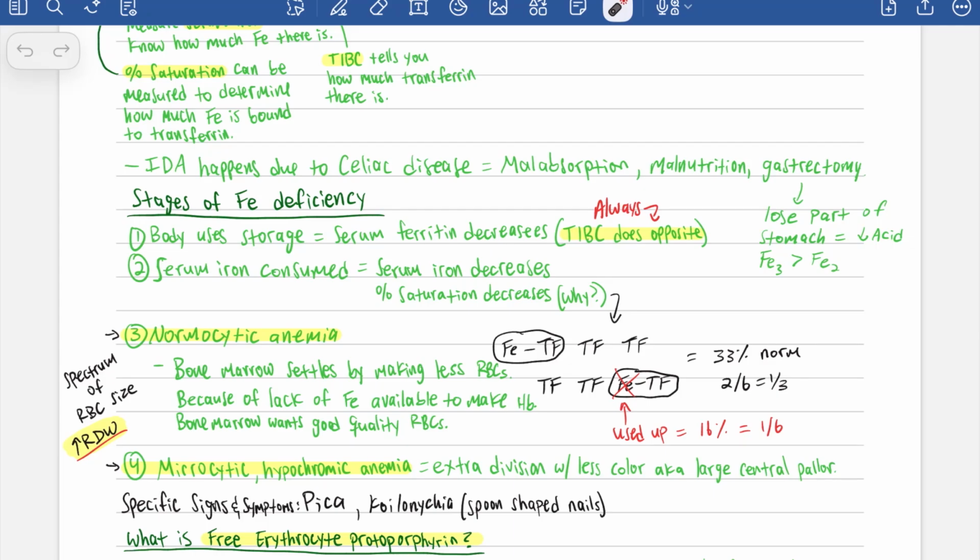But if the iron is being used up, if we're using all this iron up, you can expect that percentage to go down because now we don't have as much iron as we did before to bind to the transferrin. So now instead of it being 33%, we could say maybe in this example, it's at 16%.